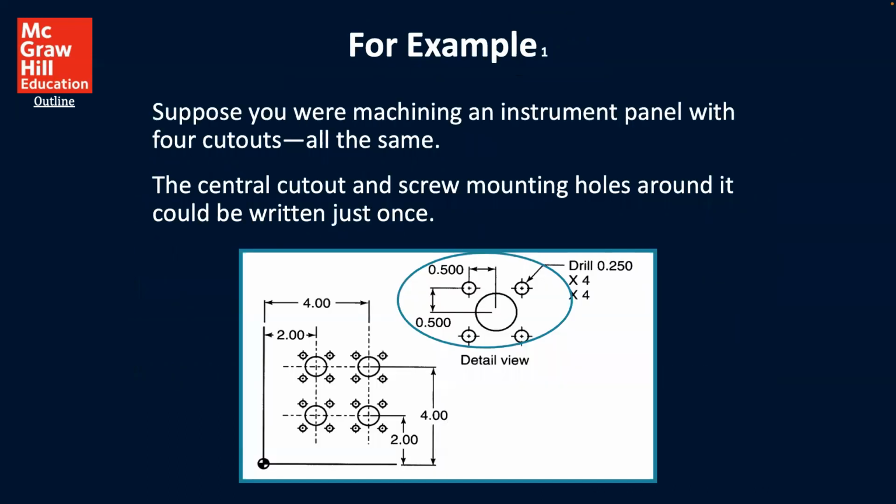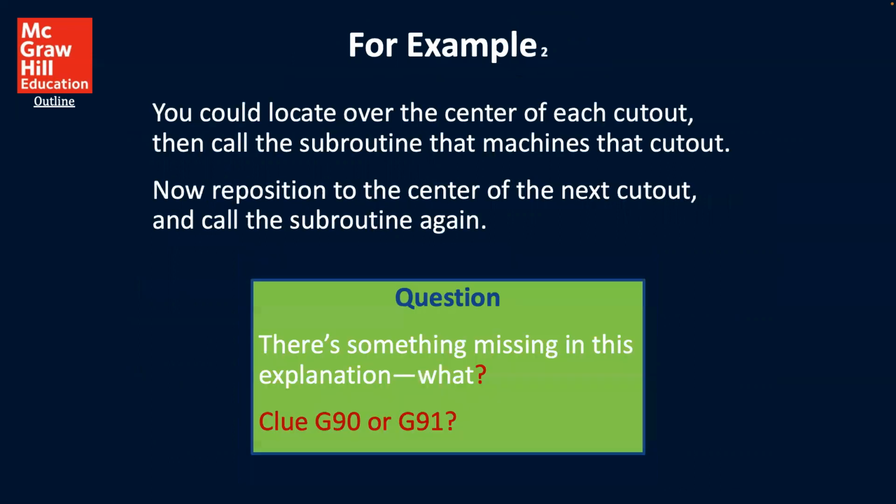So here's an example. Suppose you were machining an instrument panel with cutouts that are all the same. The center cutout and screw mount holes around it could be written just once. And so here we're going to have some code that's going to be done more than once. For example, you could locate over the center of each cutout, then call the subroutine that machines that cutout. Now reposition to the center of the next cutout and call the subroutine again.